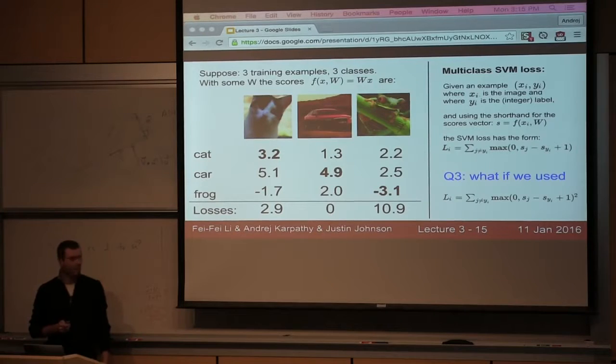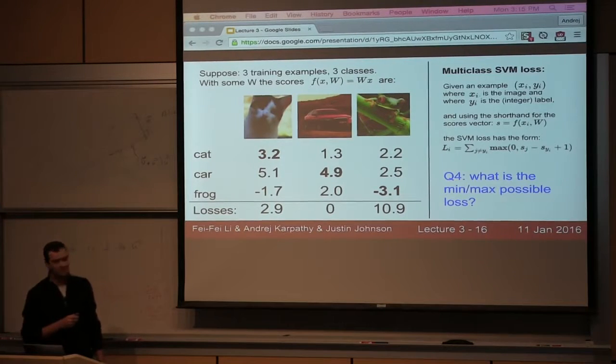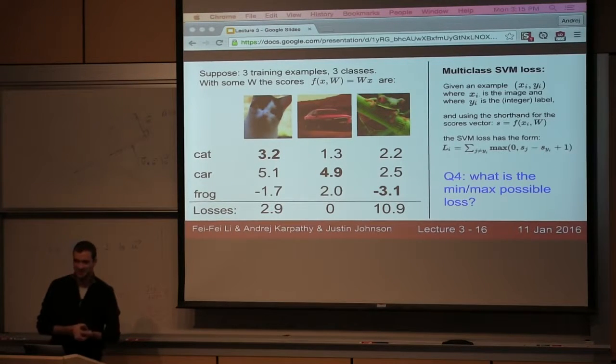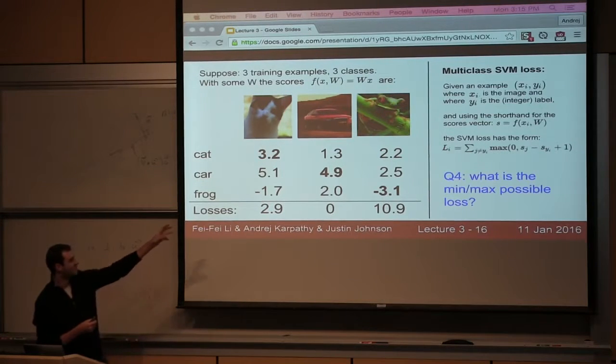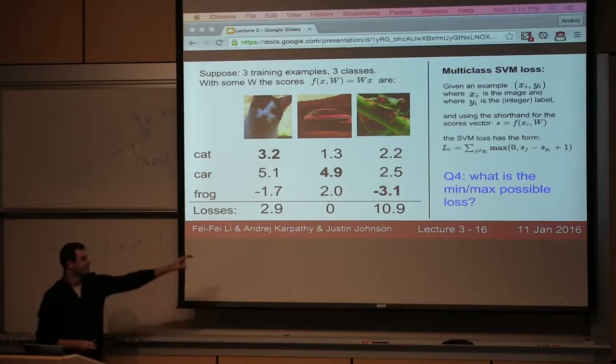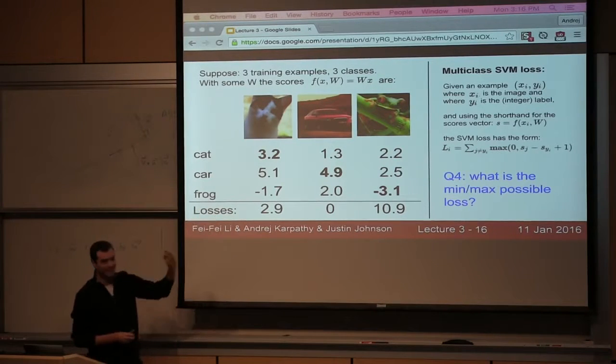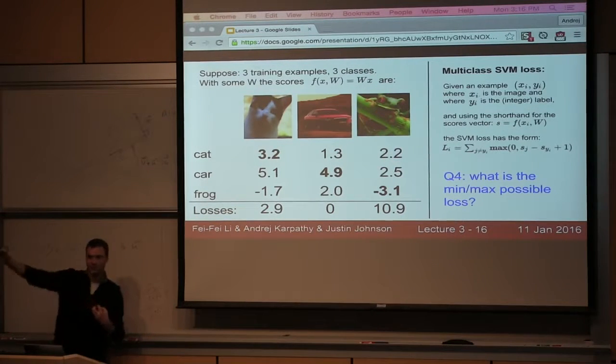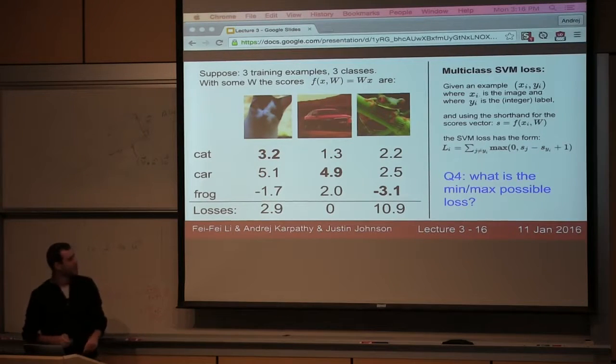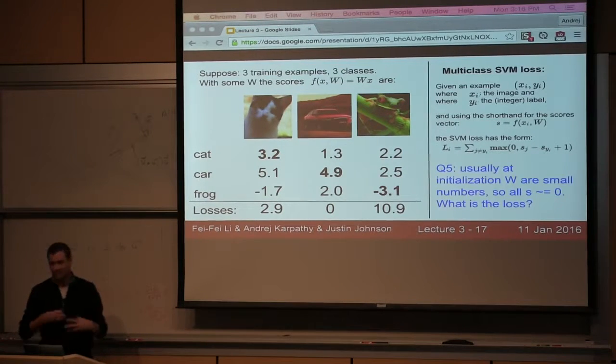Let's also think about the scale of this loss. What is the min and the max possible loss that you can achieve with the multi-class SVM on your entire data set? What is the smallest value? 0, good. What is the highest value? Yeah, it's infinite. Basically, these scores could be arbitrarily terrible. So if the score assigned to the correct example is very, very small, then your loss is going to infinity.